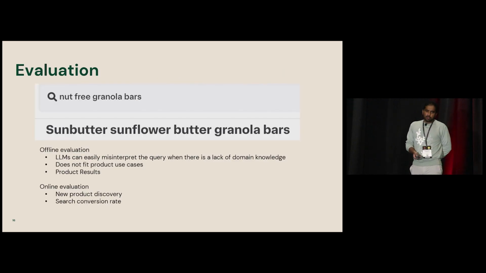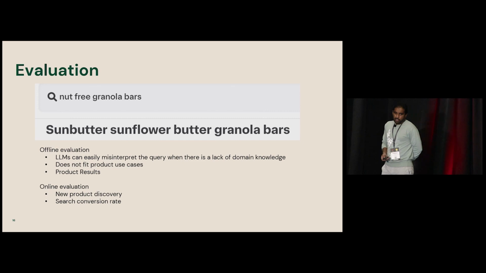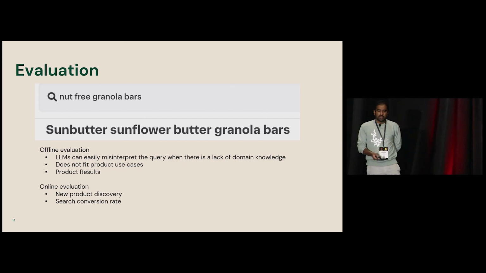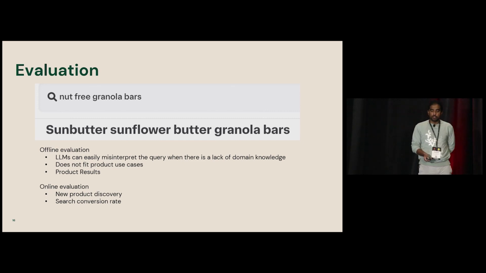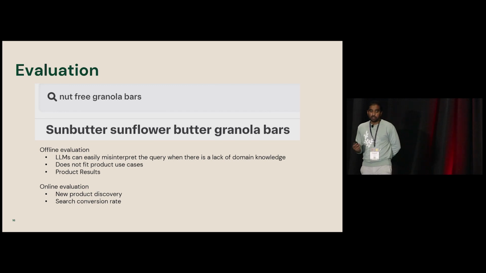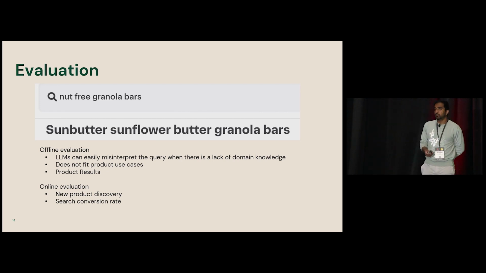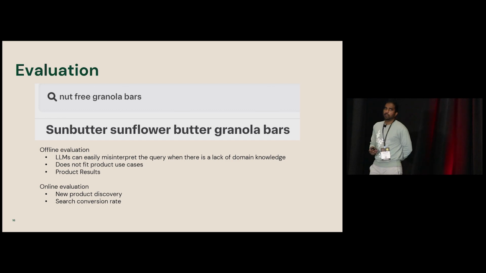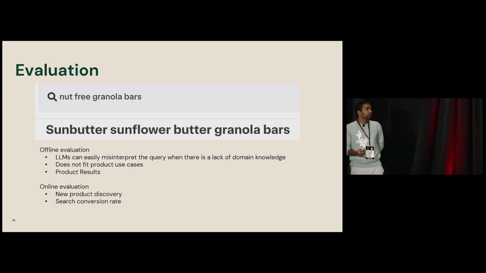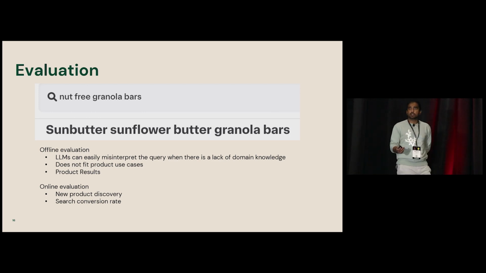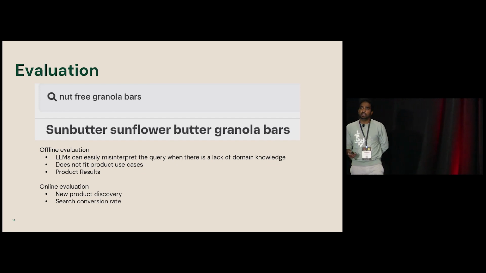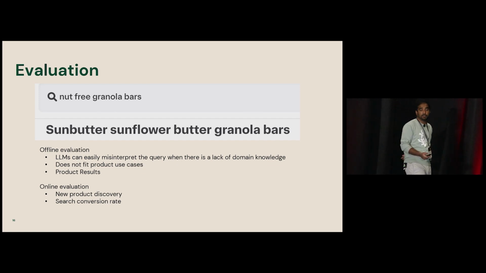And the last part here is probably the evaluation piece. As I was saying, LLMs can sometimes misinterpret the query when there's a lack of domain knowledge. And how do we in general evaluate? What are the criteria for evaluating if the LLM results are right? And in some cases, the results don't fit the product use cases. For example, if the user is searching for something like granola bars for breakfast, the LLM might be giving the recipes to generate that, whereas the user is looking to buy a product that's readily available for purchase. This is not the right answer that we're looking for, right?